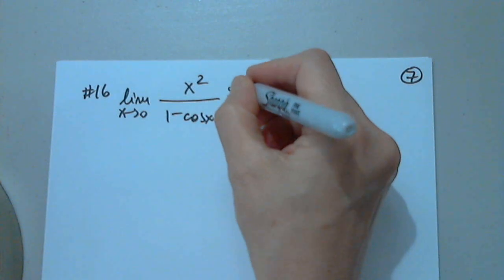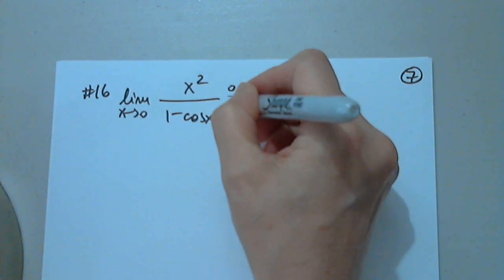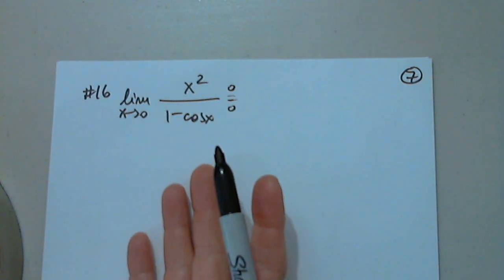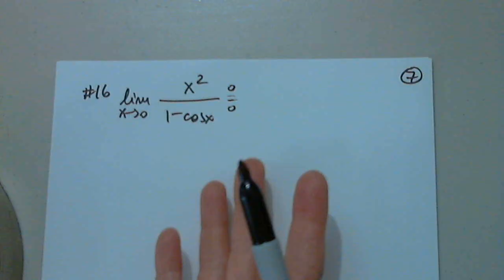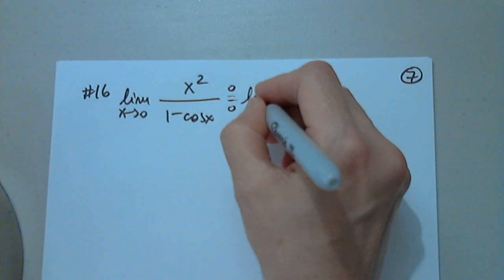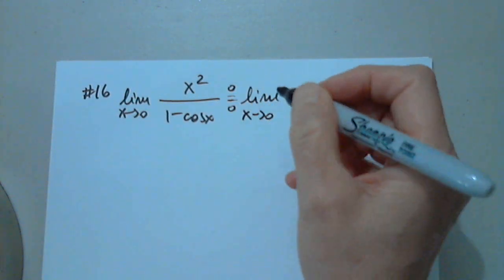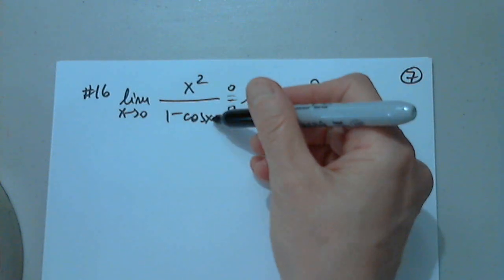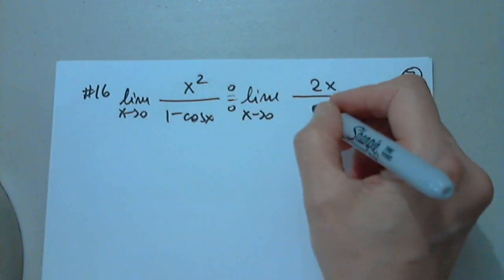So the numerator goes to 0 and the denominator goes to 0 because cosine 0 is 1, 1 minus 1 is 0. And this is lovely. I don't have to do anything. Just continue with L'Hopital's rule directly. So the numerator will be 2x, and the denominator is the derivative of cosine, which is negative sine, with the minus in front, sine x.